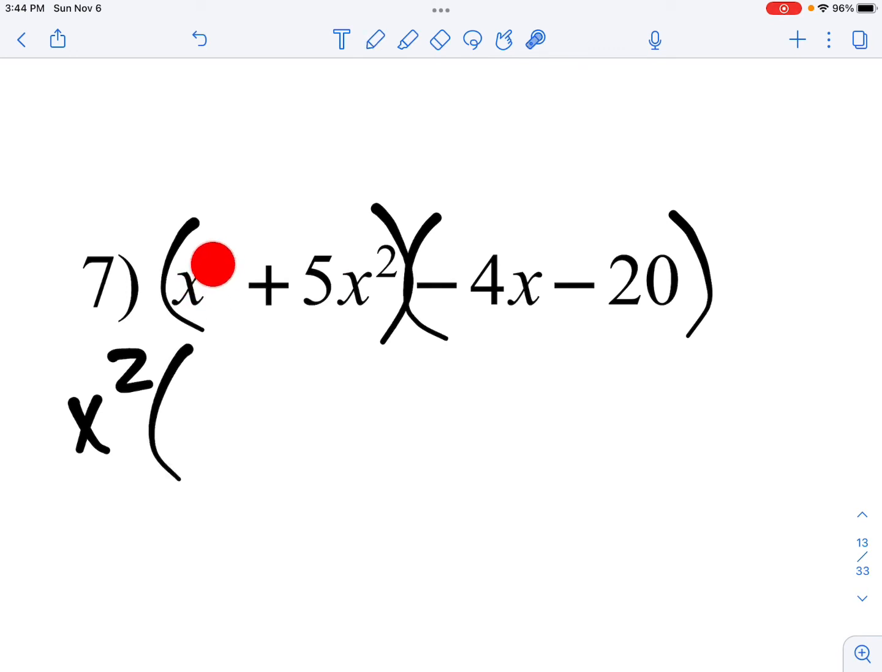It was x to the third. I took out 2 x's. That means there's 1 left, and I'm going to keep the plus here. There was a 5 and an x squared. I got rid of the x squared, which means the 5 is still here.